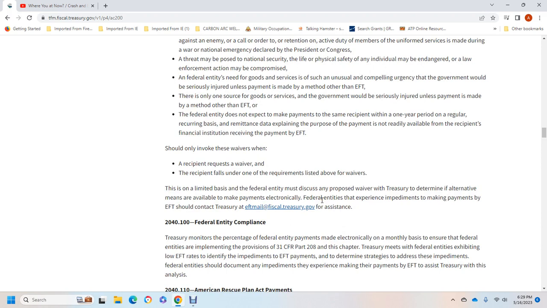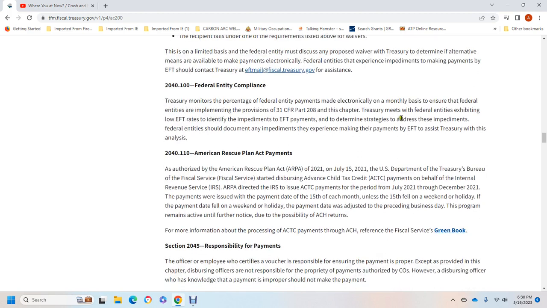Alright, 2040-100 federal entity compliance. Treasury will monitor the percent of federal entity payments that are made electronically on a monthly basis, to ensure the federal entity is implementing the provisions of Title 31 CFR Part 208 of the Treasury. A federal entity exhibiting a low electronic fund transfer rate will be asked to identify the impediments to electronic fund transfer payments, to determine a strategy to address these impediments. The federal entity should document the impediments and the reasons for making their payments other than by electronic fund transfer, to assist the Treasury with this analysis.